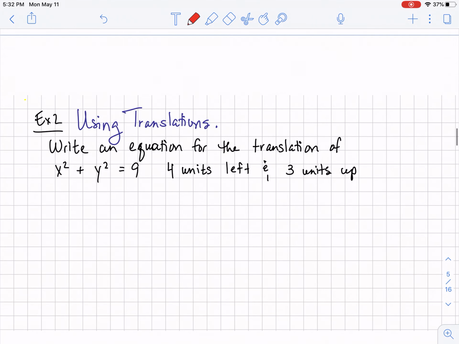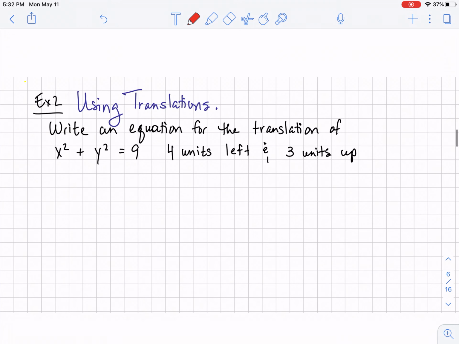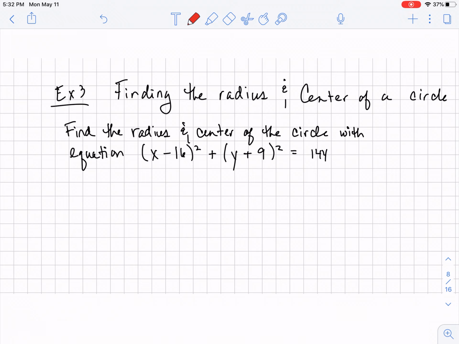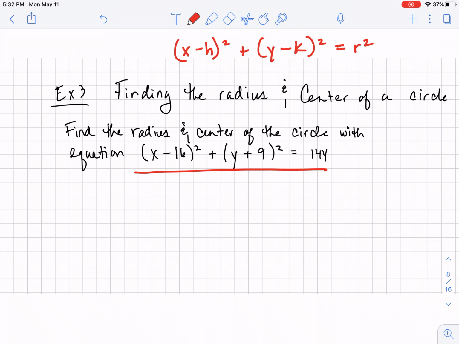All right. Here's another thing we should talk about. Translations. You know what? I'm going to blow that off. Okay, we're going to move right on to this. Finding the radius and center of a circle. So now it's the other way around. If I give you the equation of a circle and I wanted you to find the center and the radius, well, I'm going to remind you again that it's (x minus h) squared plus (y minus k) squared is equal to the radius squared. So in this case here, my h is 16, right? So this circle has a center of 16, and my y would be -9. Or I'm sorry, not my y, my k.